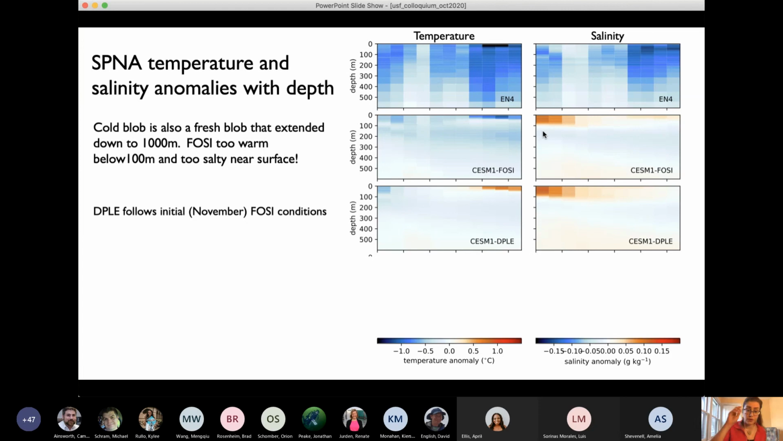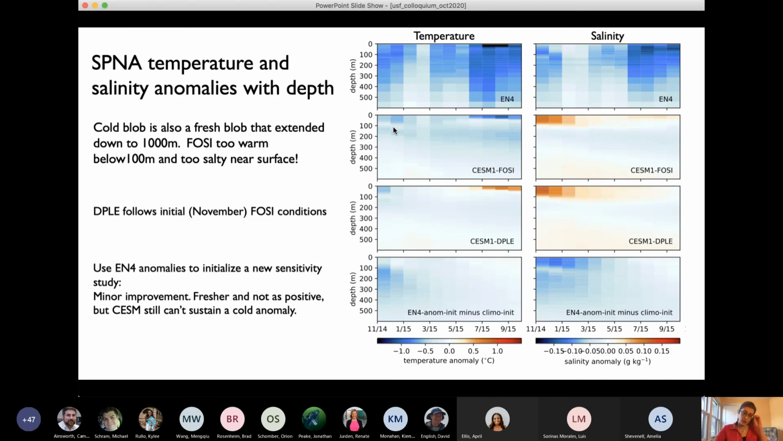So, by the way, this is what the actual DPLE looks like. It followed along much of what its initial conditions started with. So here you can see that it also has the salty anomaly, and that at the initial conditions in November, you also didn't have a cold anomaly at depth. So this is probably a big chunk of the problem. It just wasn't cold enough in the initial conditions.